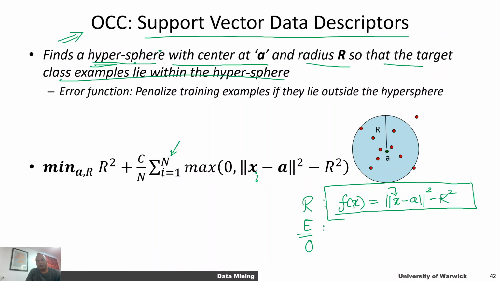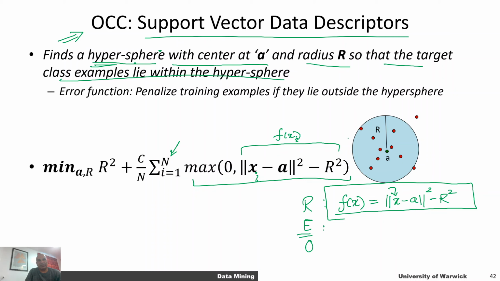What you do is you calculate its prediction score, which is essentially f of x, which is given over here. And we know that f of x should be less than 0. That is, this given example, xi, should lie within this sphere. But if it's greater than 0, then probably it's an outlier. Okay, so this then becomes our loss function.